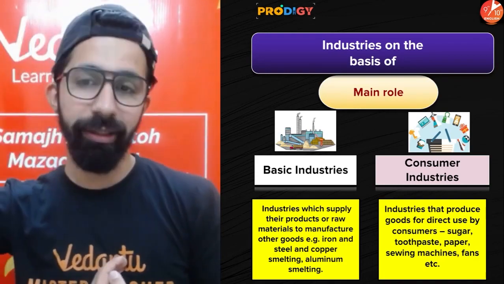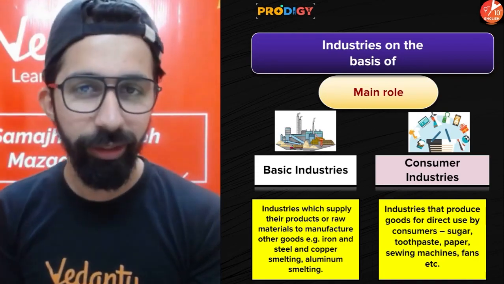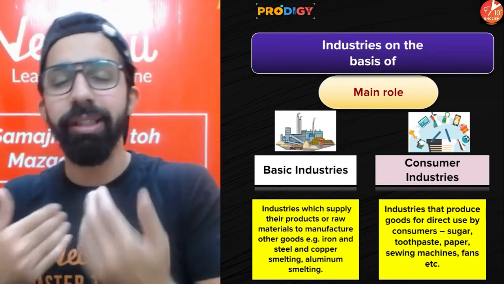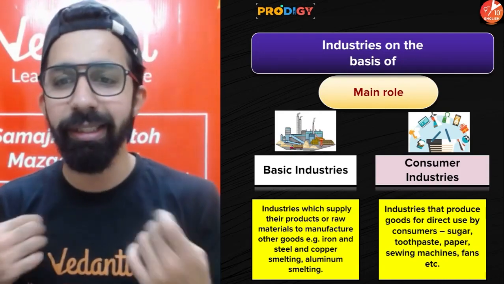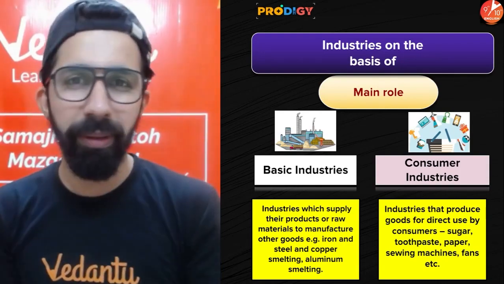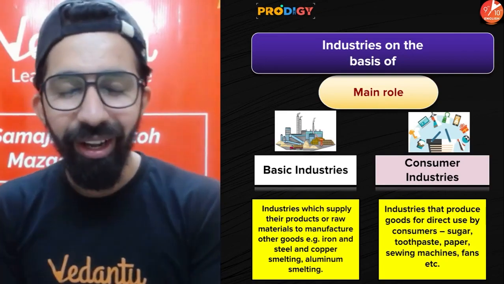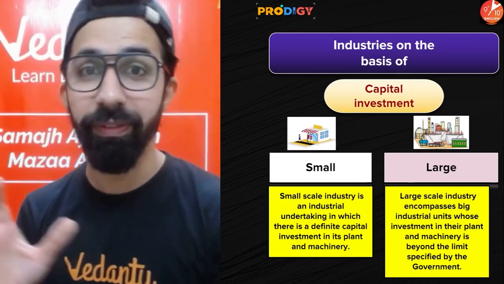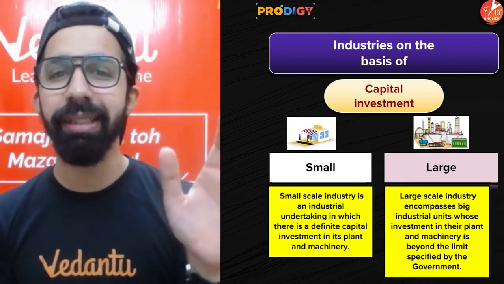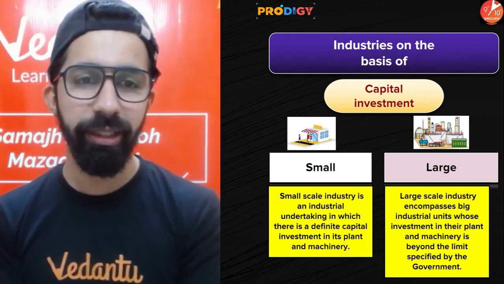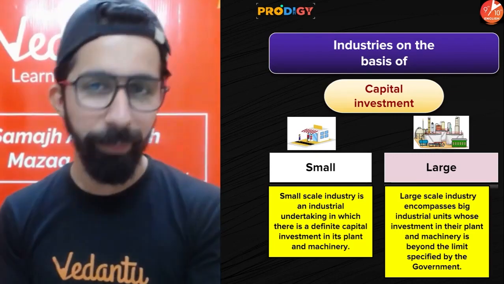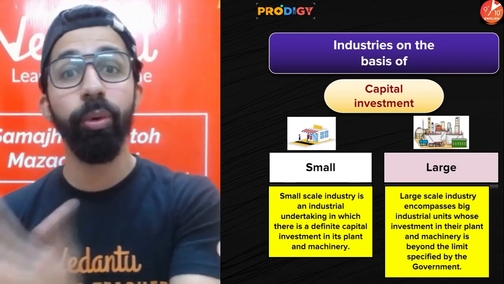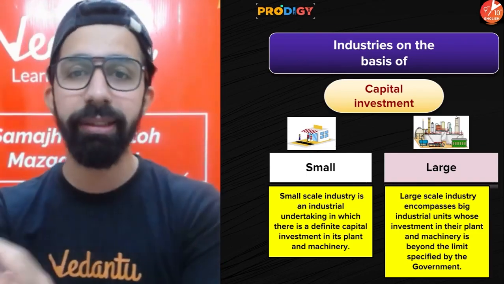On the other hand, if we talk about consumer-based industries, the products which come from consumer-based industries are directly used by the consumers, like textile industry, sugar, toothpaste, paper, and so on. The third classification we have is on the basis of capital investment. If the investment is less than 1 crore, it comes under small scale industry. They do not require huge capital. On the other hand, large scale industries require a huge capital, like let's say more than 10 crore.